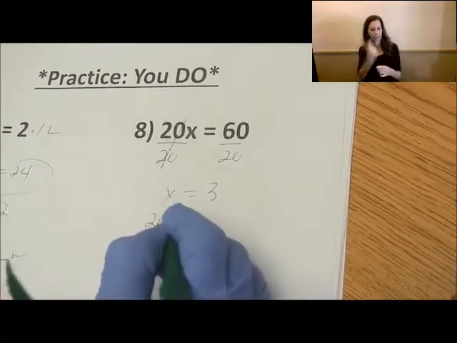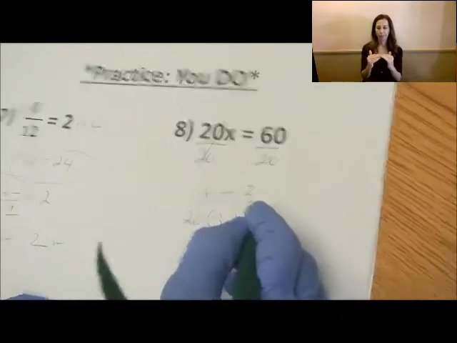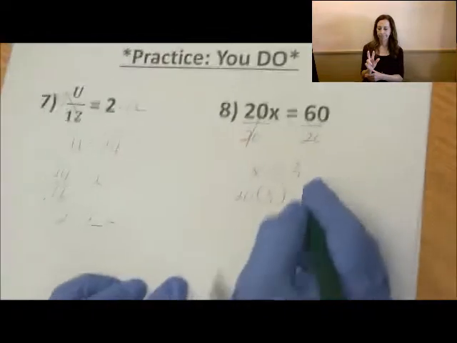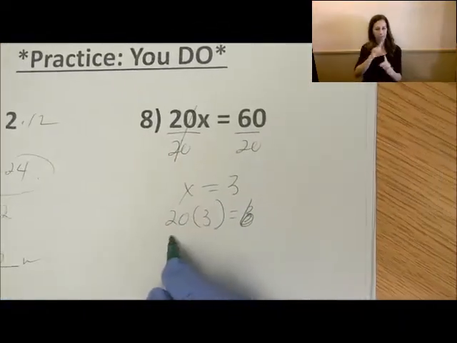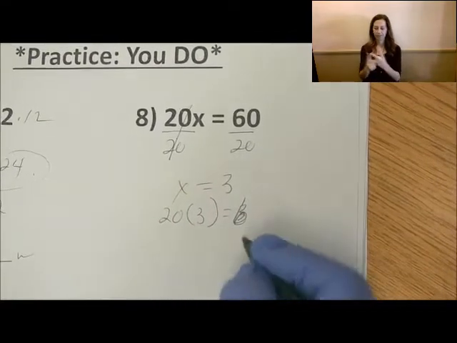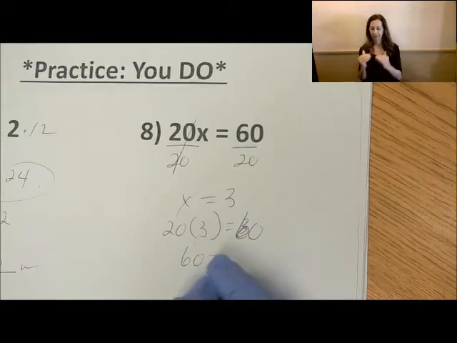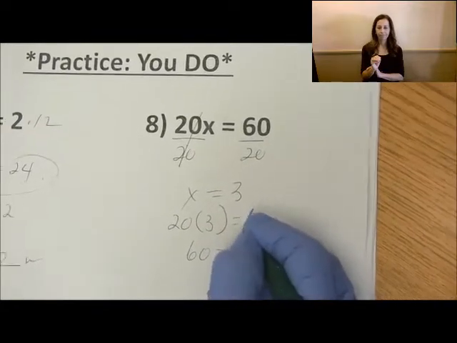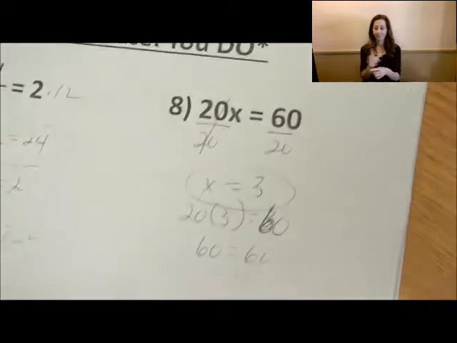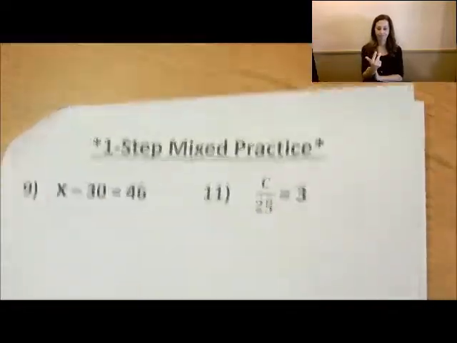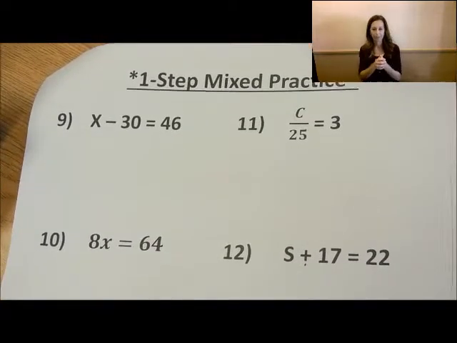Verify that we got it right. 20 times 3 equals 60. Let's verify that our answer is correct. 20 times 3 equals 60. 60 equals 60. We know this is correct. x equals 3. Now we have some mixed problem practice.